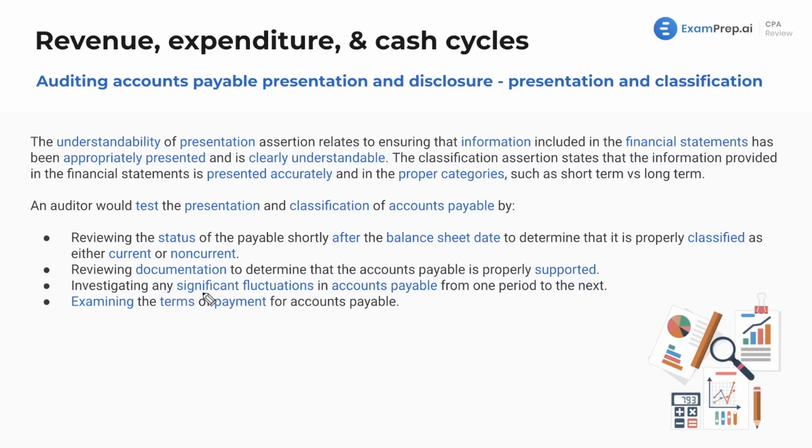We can investigate any significant fluctuations in accounts payable from one period to the next, little analytical procedures there. And lastly, examining the terms of payment for accounts payable, examining contracts, making sure, basically all of these are going to assist in you trying to determine if it's current or non-current.